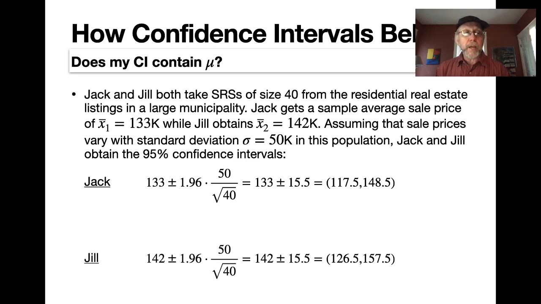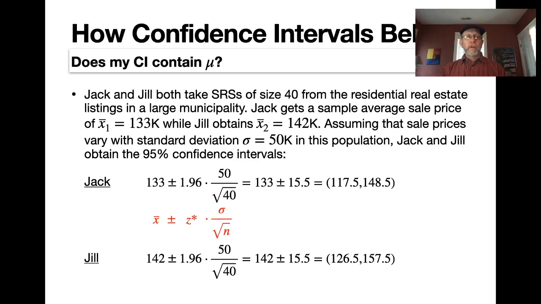Jill, using her sample data, computes a confidence interval as well. It goes from her sample mean of $142,000 plus or minus, again, that same $15,500 margin of error. So Jill's confidence interval goes from $126,500 up to $157,500. Jack and Jill got different confidence intervals.